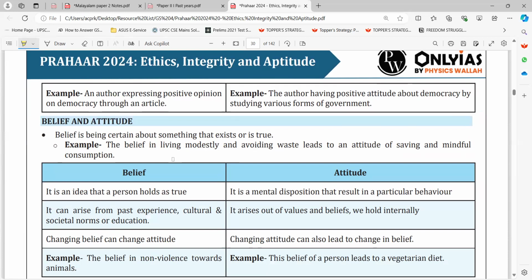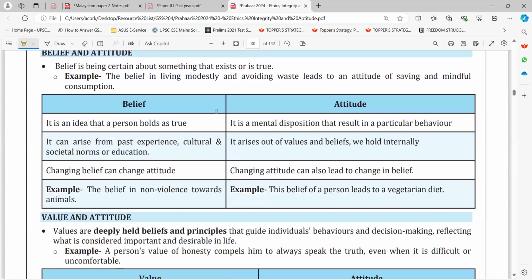Example, the belief in living modestly and avoiding waste leads to an attitude of saving and mindful consumption. Belief versus attitude. Belief is an idea that a person holds as true. Attitude is a mental disposition that results in a particular behavior. Belief can arise from past experiences, cultural and social norms, or education. Attitude arises out of values and beliefs we hold internally.